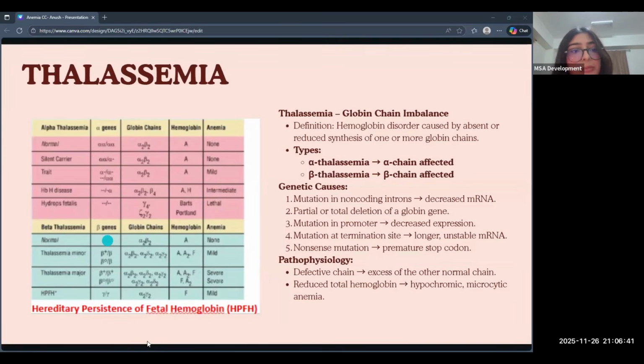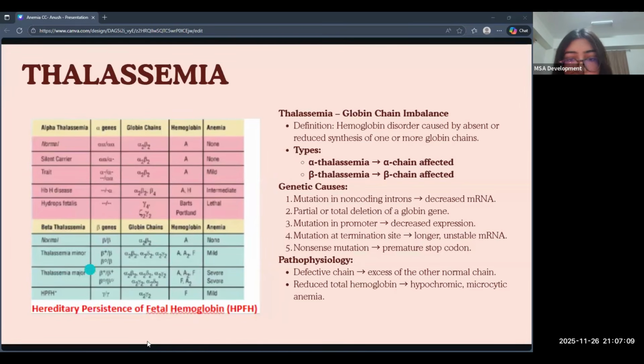Now let's talk about beta thalassemia. Normally, as we said, we have 2, right? So if both of them are present, it's just the normal case. Now, what happens if we have thalassemia minor? In thalassemia minor, we have reduced beta chains. So there's mild anemia, but the HbA2 and the HbF increase, and they compensate for this.